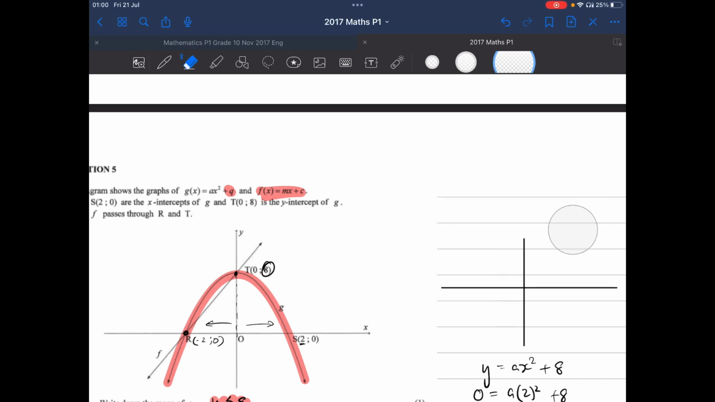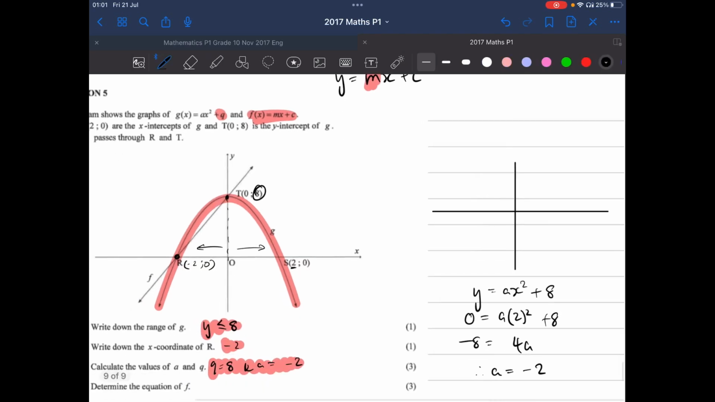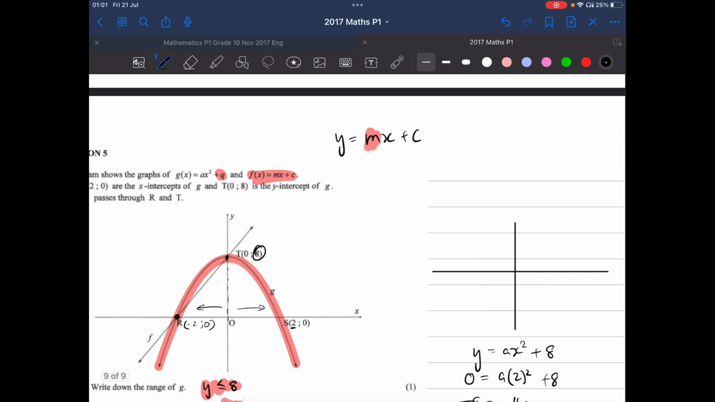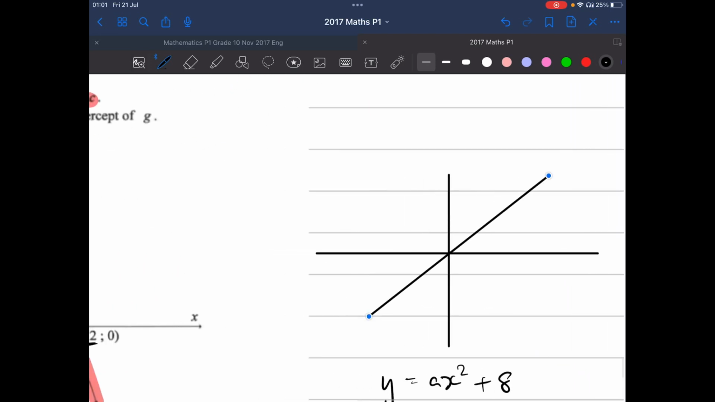I'll keep my axis here. So we have y is equal to mx plus c. Now what do these things represent? So m represents the gradient. So what is gradient? So let's say I have a line, right? Let's say I start with a standard line that just goes through the origin, right?